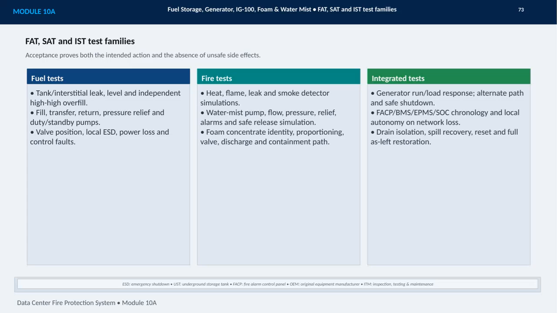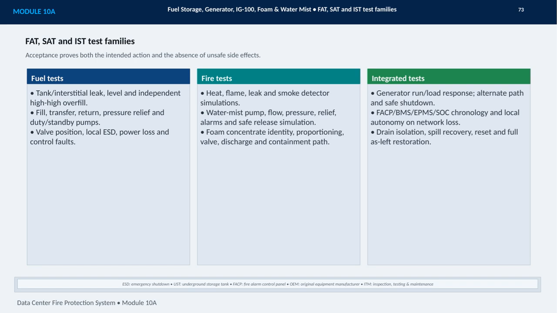This slide brings together the FAT, SAT, and IST test families for fuel storage, generators, IG-100, foam, and water mist systems. The central acceptance principle is simple: prove the intended action, and prove that no unsafe side effects occur. For fuel systems, testing covers tank and interstitial leaks, level indication, independent high-high overfill protection, filling and transfer functions, return paths, pressure relief, and duty standby pump operation.